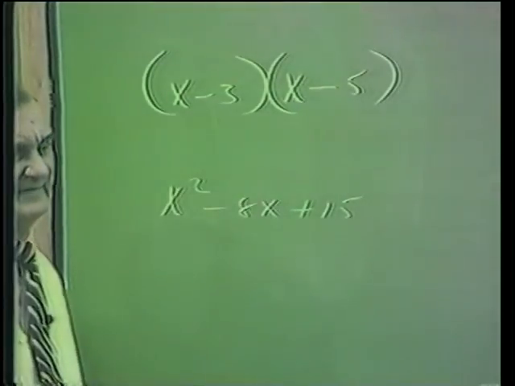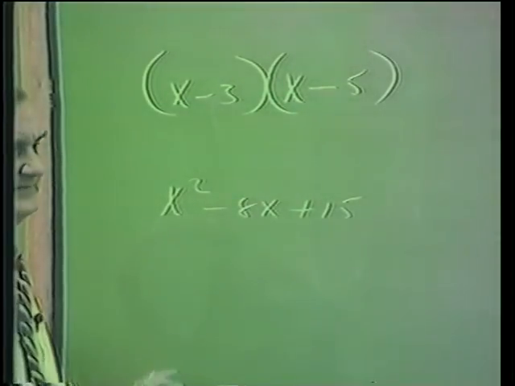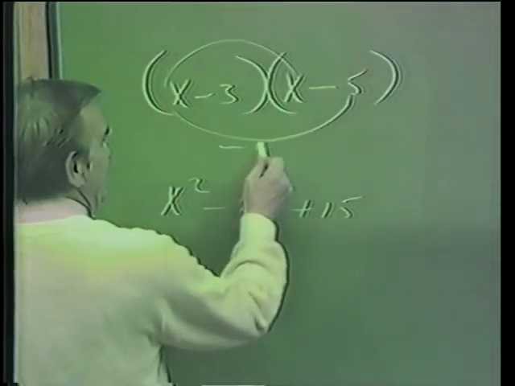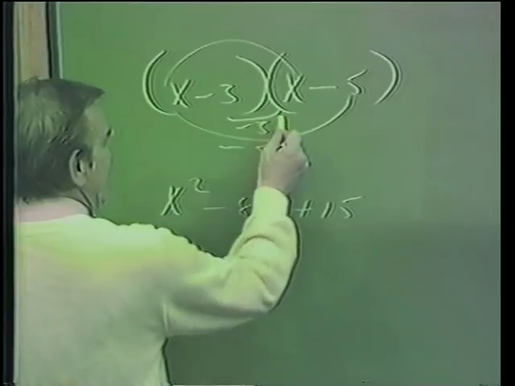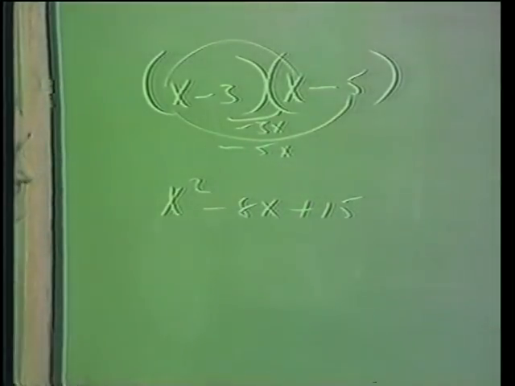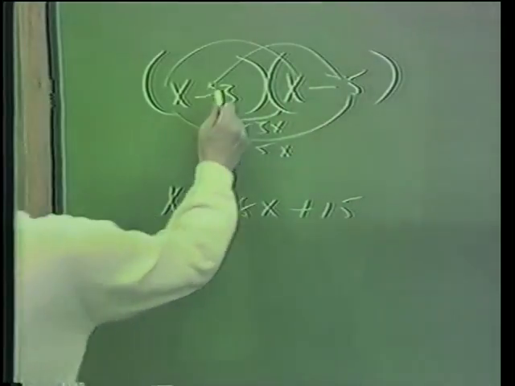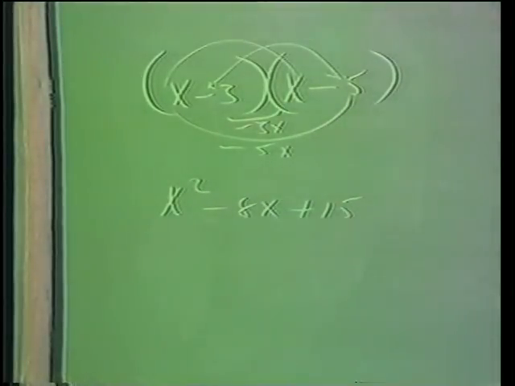First times the first. X times x is x squared. Multiply the outers, you get a negative 5x. The inners, you get a negative 3x. If you add those, you get negative 8x. The last times the last, a negative times a negative is positive. 3 times 5 is 15.